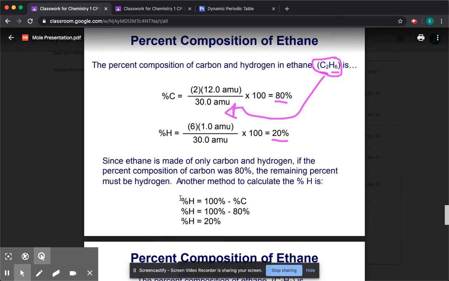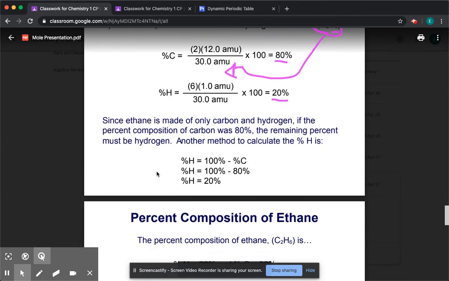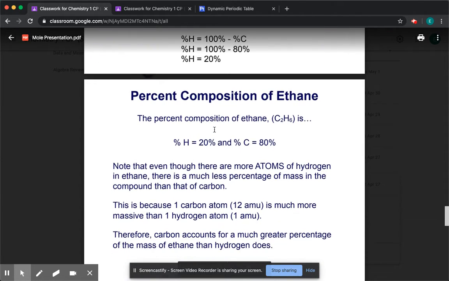And they give you an alternate calculation. Another way you could have found the hydrogen percentage, once we figured out the carbon percentage: there's only two elements, carbon and hydrogen. So once you know one of them, you can automatically figure out the other one. All you have to do is subtract the 80 from the 100, and you end up getting 20%. Okay, so that's another way you could have found the hydrogen percentage. Once you find one, you can find the other. But that's how percentage by mass works.